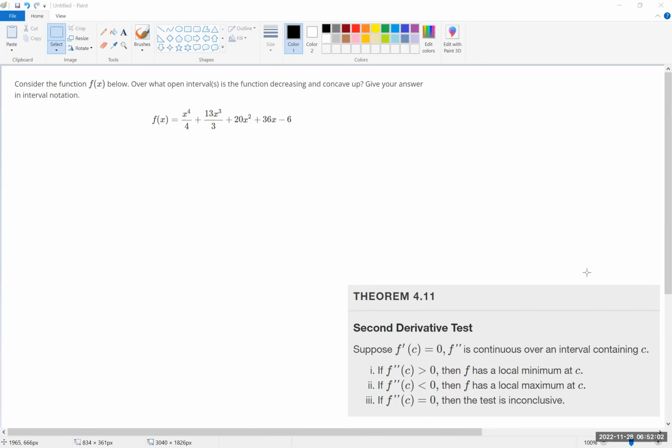Okay, this says consider the function f of x below. Over what open intervals is the function decreasing and concave up? Give your answer in interval notation. All right, so we have to do them.